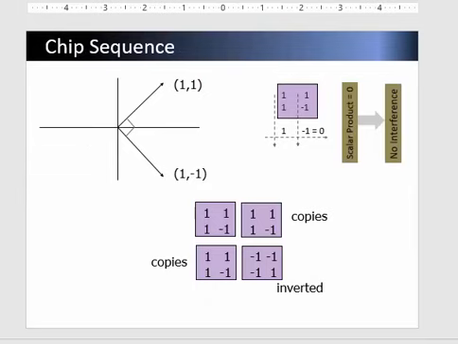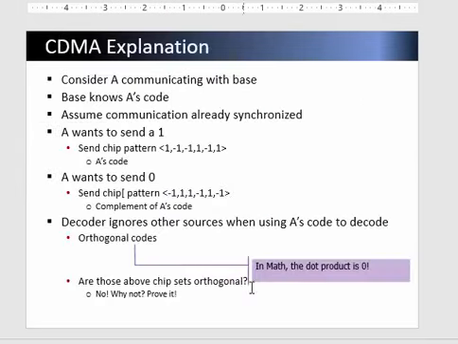To do that, the chipping sequences need to be orthogonal. They need to be orthogonal. Okay, what does that mean? Orthogonal means, in mathematics, that the dot product should be 0.